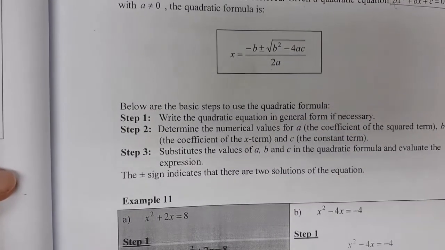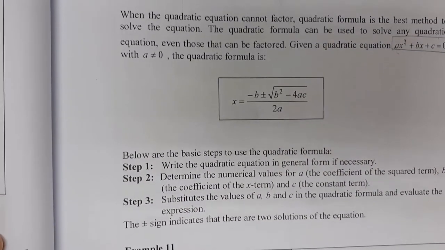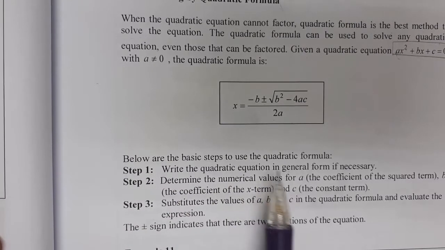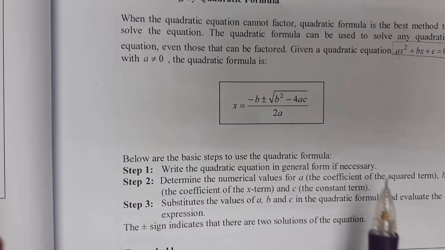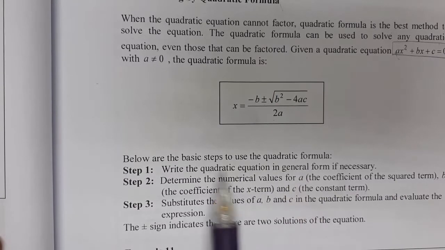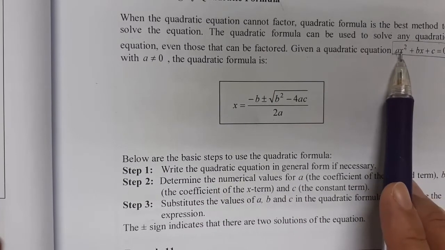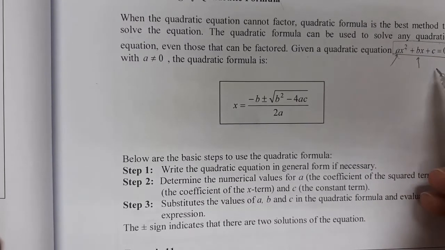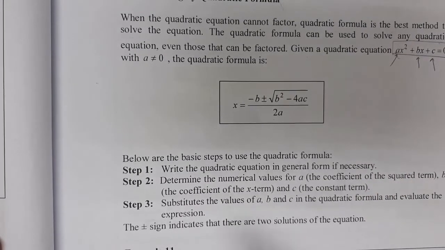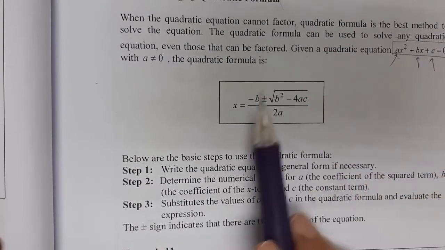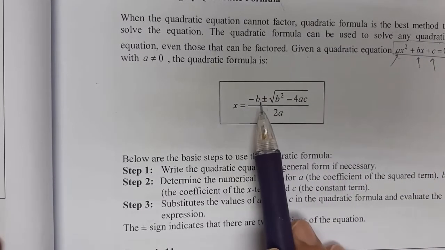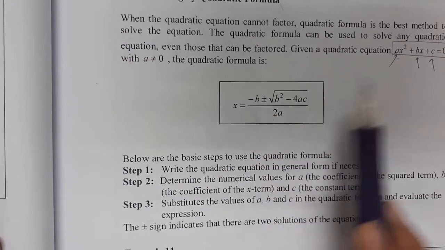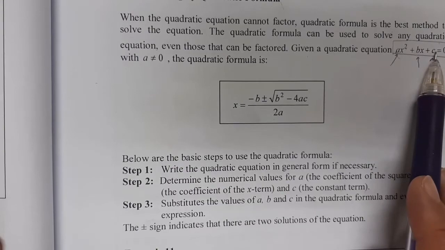Okay, below are the basic steps to use the quadratic formula. Step number 1, write the quadratic equation in general form if necessary. Apa general form untuk quadratic equation? Macam ni. Okay, supaya kita nampak apa nilai A, apa nilai B dan apa nilai C. Untuk kita substitute dalam formula. Okay, tengok kat formula ni ada B, ada A, ada C. So nilai A, B, C ni kita akan dapat daripada equation.